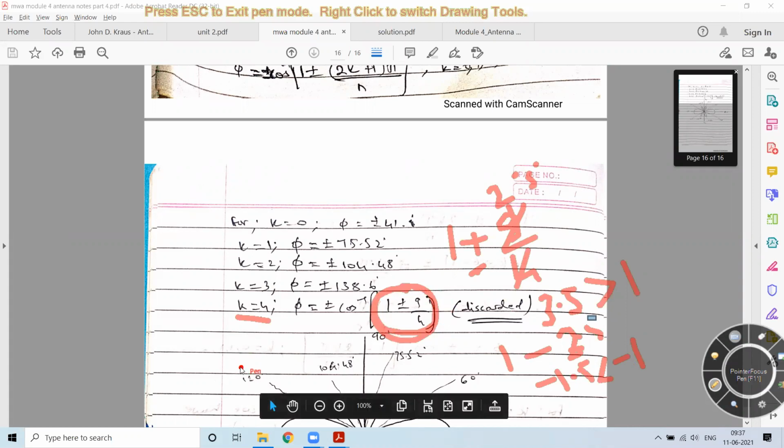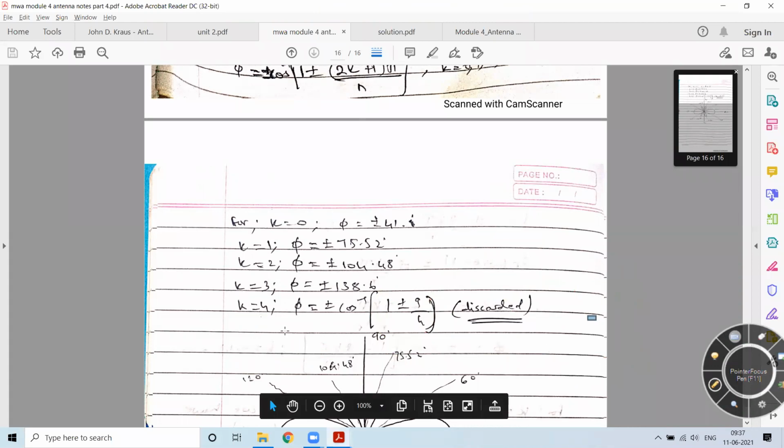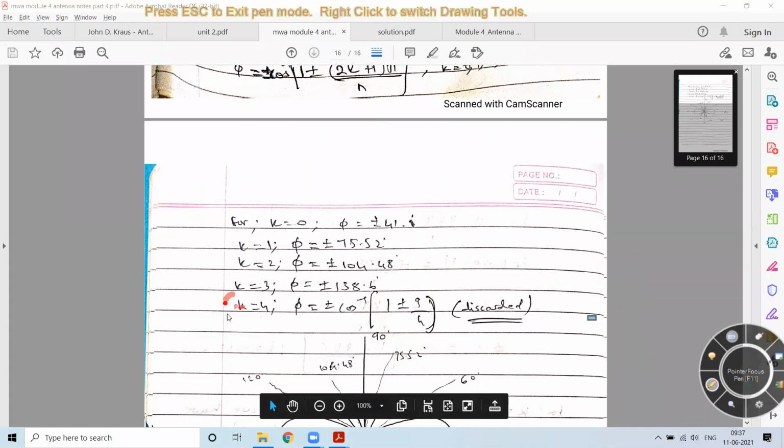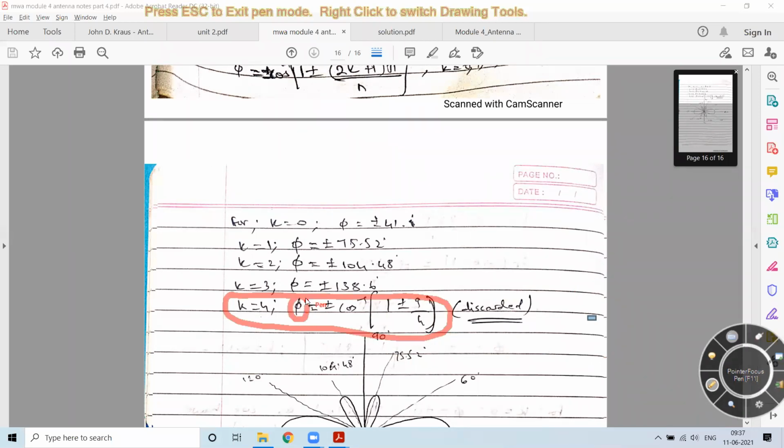Even if you go further and substitute higher values of k, you will not be able to obtain the phi values. Therefore, you stop over here. After these values, you will not be able to obtain the angles for phi.